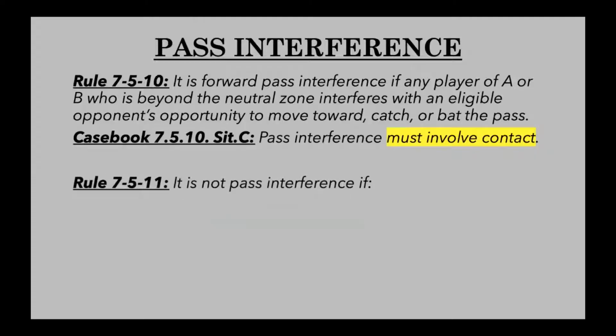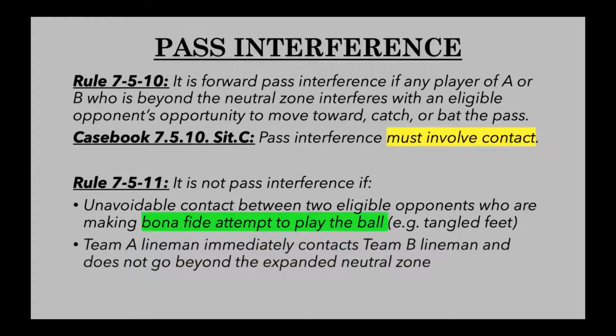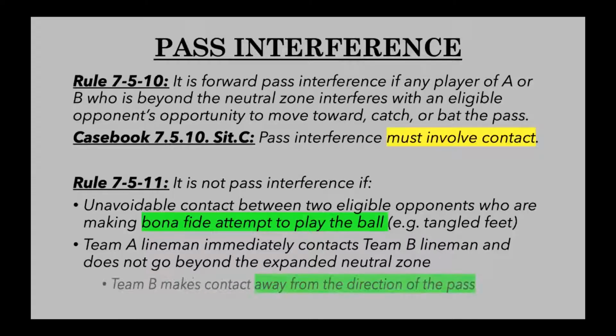We also get some examples of what is not pass interference, and that if there's unavoidable contact between two eligible opponents who are each making a bona fide attempt to play the ball. Think of two players running down the field looking for the ball and their feet get tangled, for example. We also know that a Team A lineman can immediately contact a Team B lineman, and they can stay up to that 2-yard expanded neutral zone, and that's fine. That's not going to be pass interference.